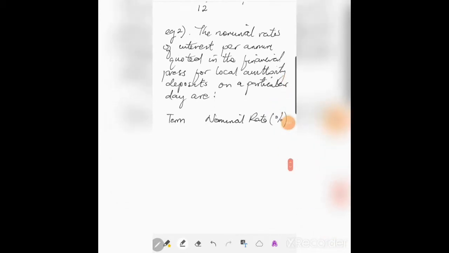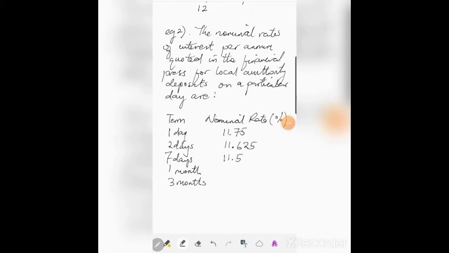So which terms do we have? The terms are 1 day, 2 days, 7 days, 1 month, and lastly 3 months. And then the nominal rates: we have 11.75, 11.625, then 11.5, 11.375, and lastly 11.25.